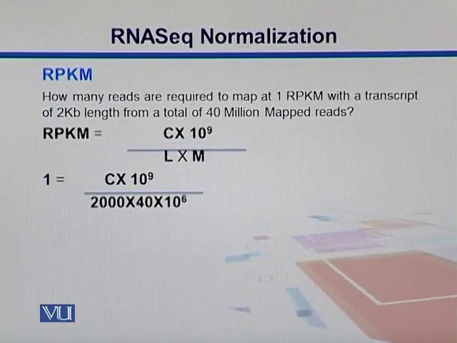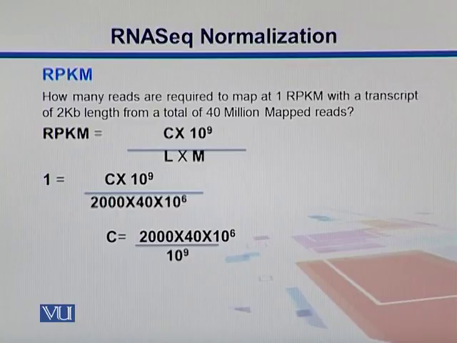So here we do another calculation. We are asking how many reads are required to map at 1 RPKM with a transcript of 2 kb length from a total of 40 million mapped reads. So here we are interested in how many reads are required to map. So we are actually looking for C here, plugging in different numbers. We do some calculations and we came up that we need 80 reads to be hit with this transcript of length 2 kb, whereas a total of 40 million reads were mapped for the whole sample. So we need 80 reads to be mapped with this in order to get an RPKM of 1.